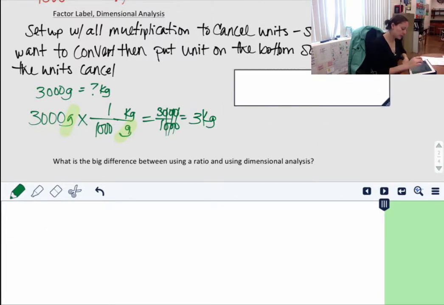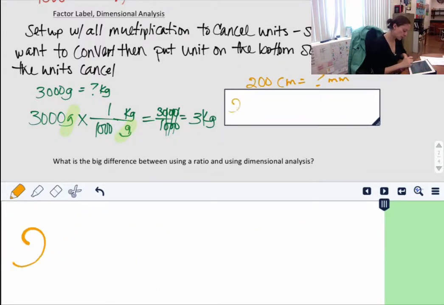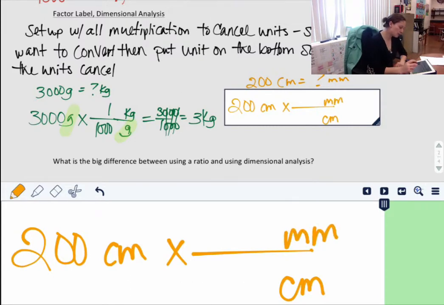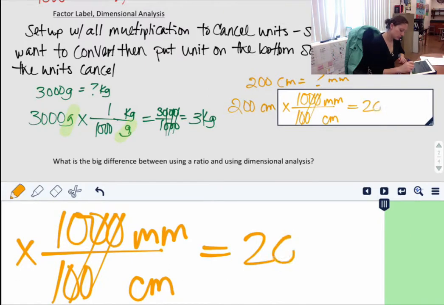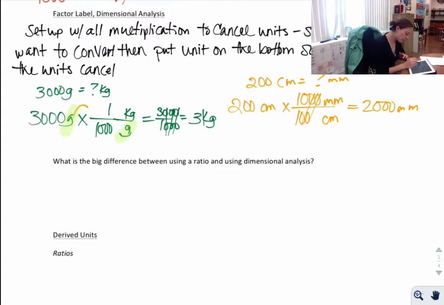If I wanted to do the other example, I could say, okay, 200 centimeters is how many millimeters? I would start with 200 centimeters, multiply, use my conversion factor, put centimeters on the bottom so it cancels, and millimeters on the top. 100 centimeters and 1,000 millimeters are the same thing. So we're just going to cross those zeros out. 200 times 10 is 2,000 millimeters.